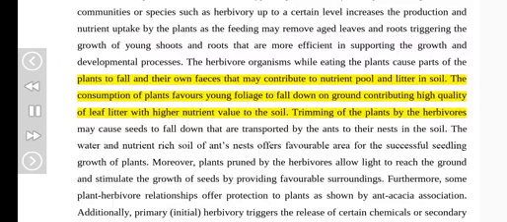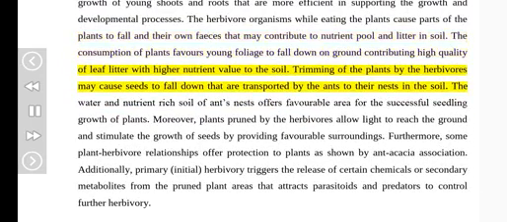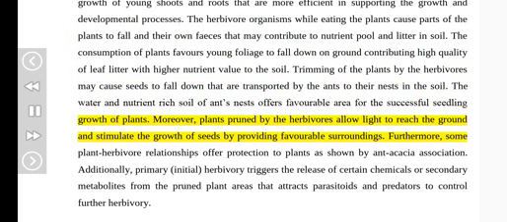The consumption of plants favors young foliage to fall down on the ground, contributing high quality leaf litter with higher nutrient value to the soil. Trimming of the plants by the herbivores may cause seeds to fall down that are transported by the ants to their nests in the soil. The water and nutrient-rich soil of ants' nests offers a favorable area for the successful seedling growth of plants. Moreover, plants pruned by the herbivores allow light to reach the ground and stimulate the growth of seeds by providing favorable surroundings.